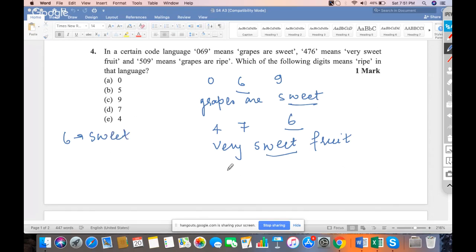Now third one is 509, and this is grapes are ripe. So you look at here, in this and this, grape is common and 0 is common. So for grape, 0 would be there.